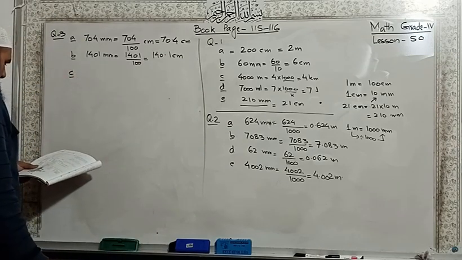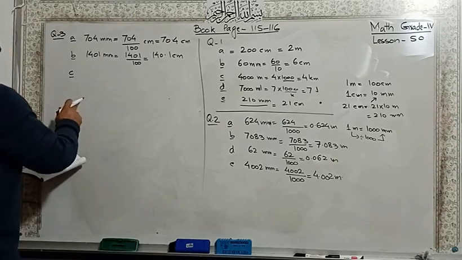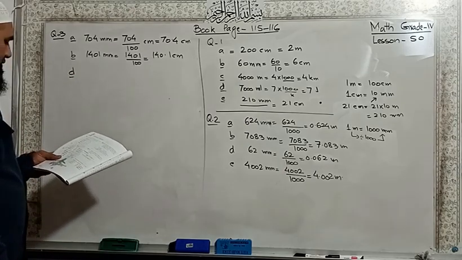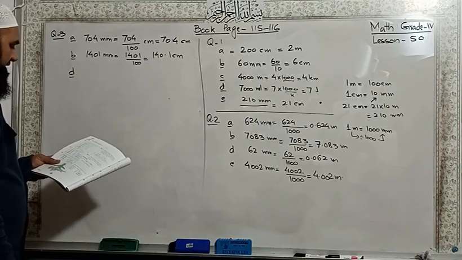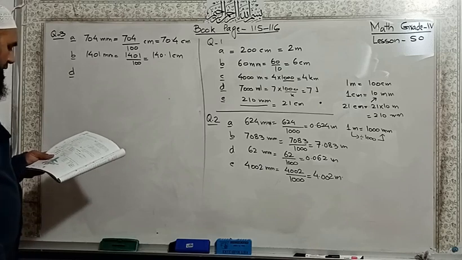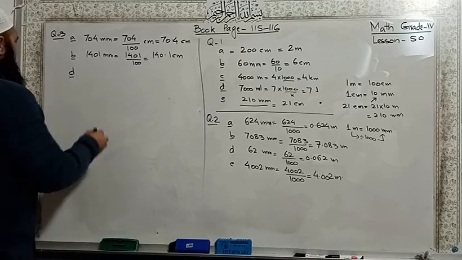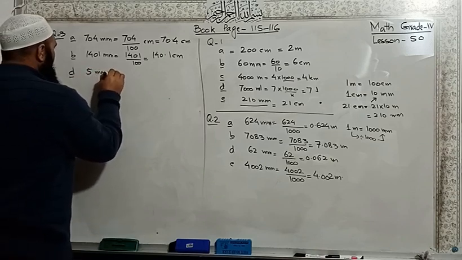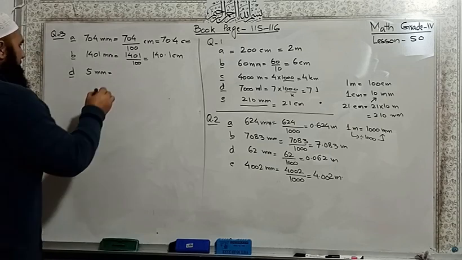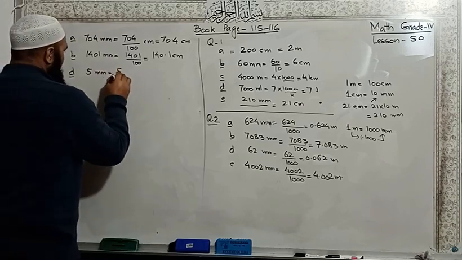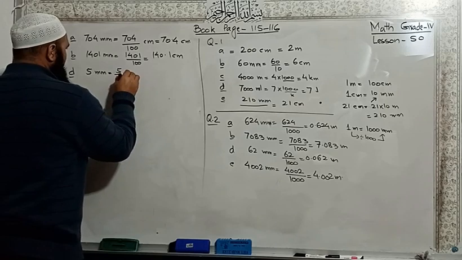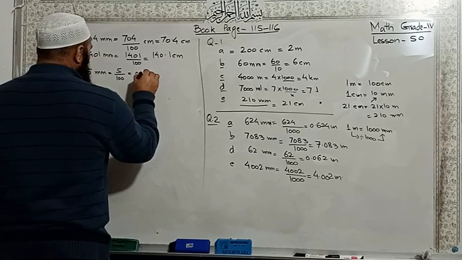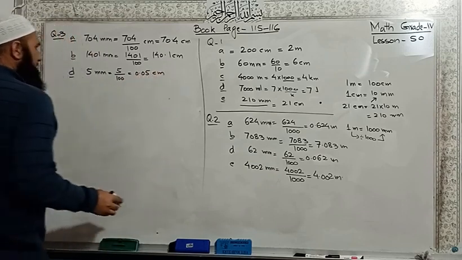This is question number D. 5 millimeter will be equal to how many centimeters? We will divide 5 by 100. This will become 0.05 centimeter.